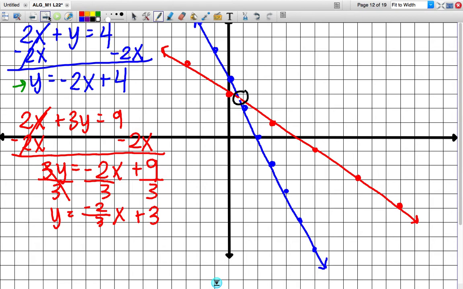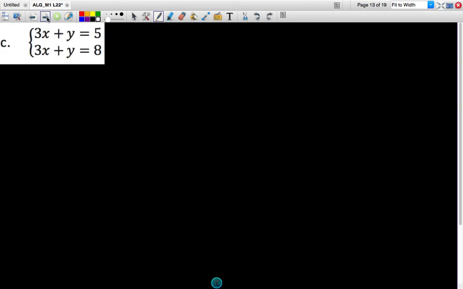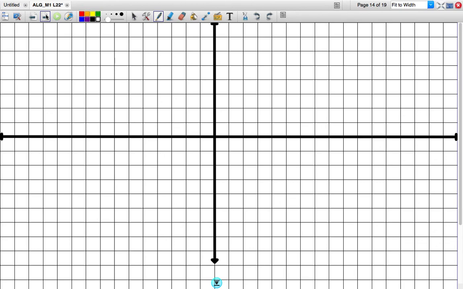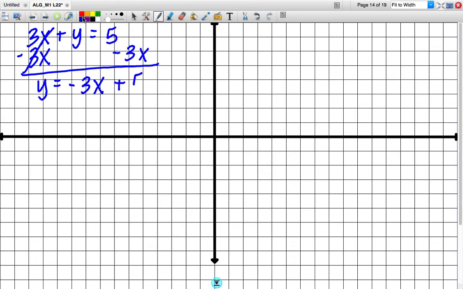Now let's look at part C. Again, let's solve this graphically first. So my first equation is 3x plus y equals 5. I have to get this in slope-intercept form first, so I'm going to subtract 3x on both sides. And I'm left with y equals negative 3x plus 5. Now I'm in slope-intercept form. My y-intercept is 5. My slope is negative 3, so I'm going down 3 over 1. Just like I could go up 3 over 1.